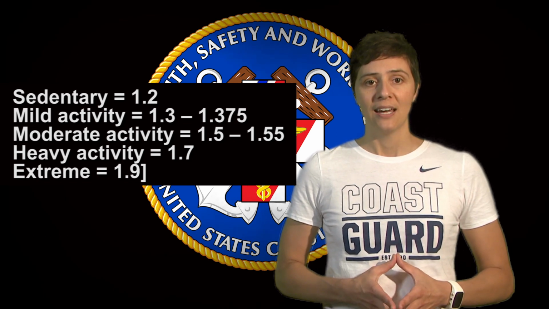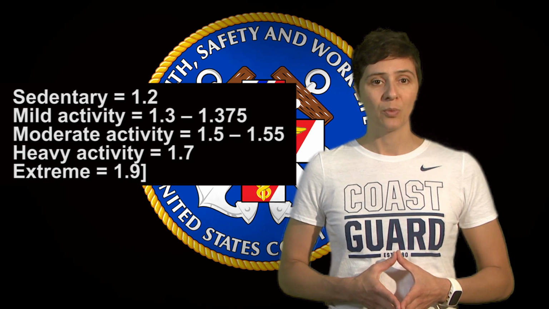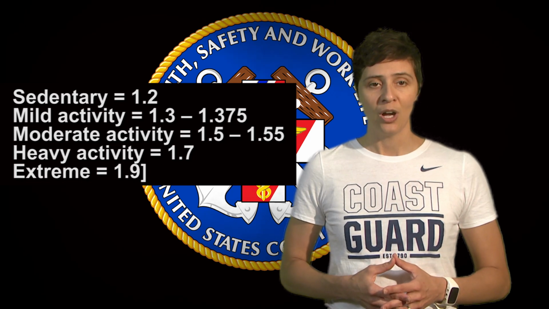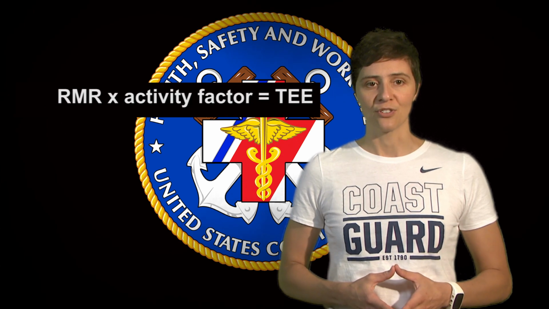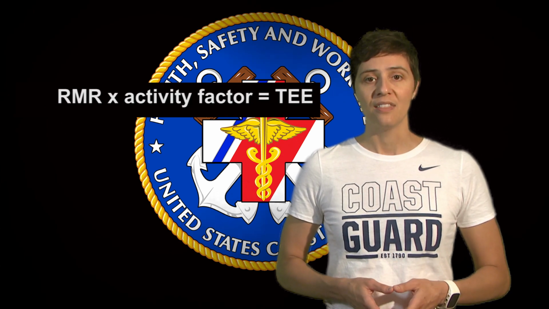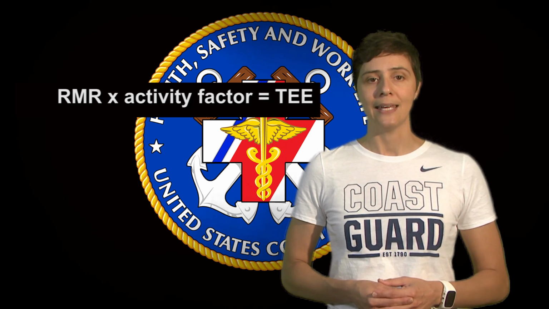And finally, an athlete participating in multiple intense workouts per day, or someone with a labor-intensive job plus a moderate exercise schedule, would be extremely active. Choose an activity factor that roughly applies to you and multiply it by your RMR. This gives you an estimate of your total energy expenditure, or TEE.